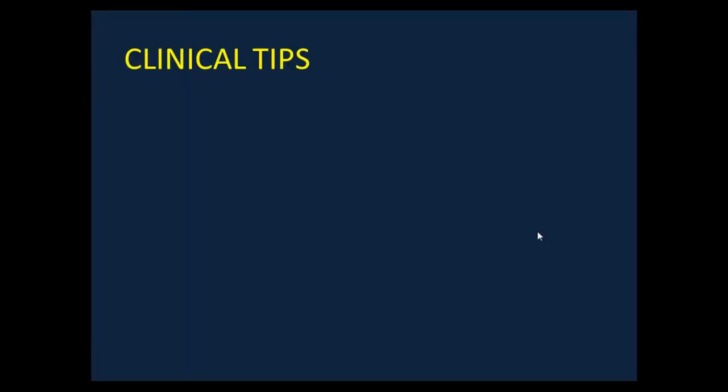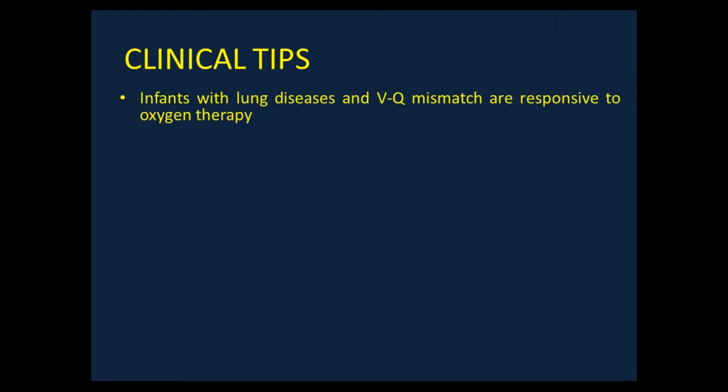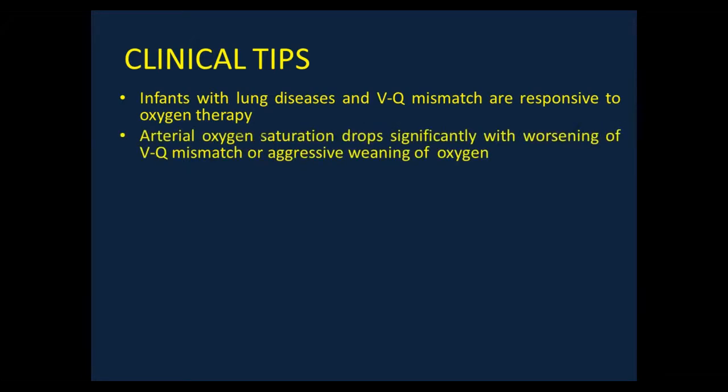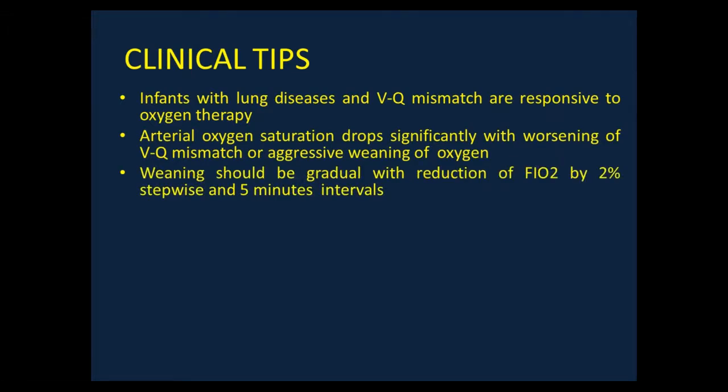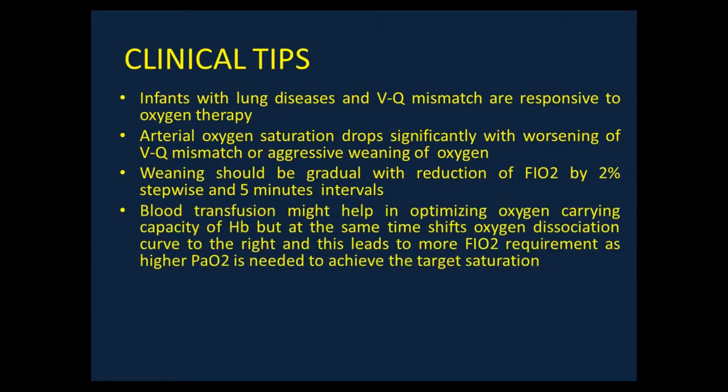Clinical tips for the previous few slides. Infants with lung diseases and ventilation perfusion mismatch are responsive to oxygen therapy. Arterial oxygen saturation drops significantly with the worsening of ventilation perfusion mismatch or aggressive weaning of oxygen. So it should be very gradual over time, maximum 2 to 5% stepwise. Weaning should be gradual, with reduction of FiO2 by 2% stepwise and 5 minute intervals.